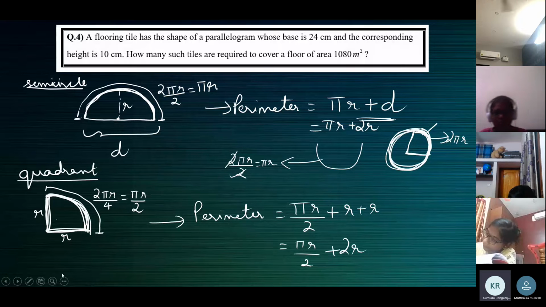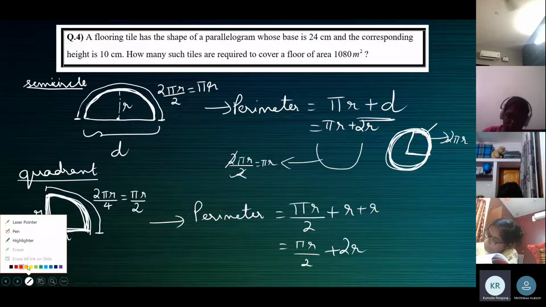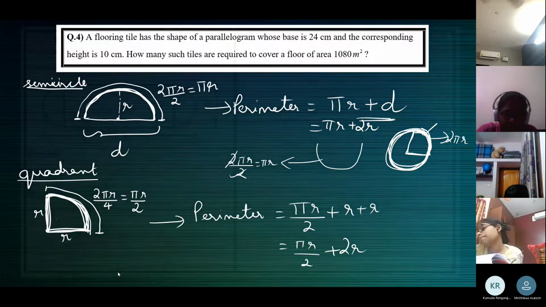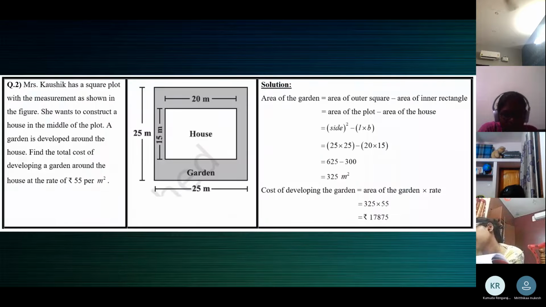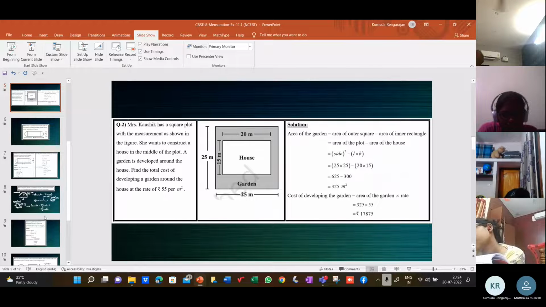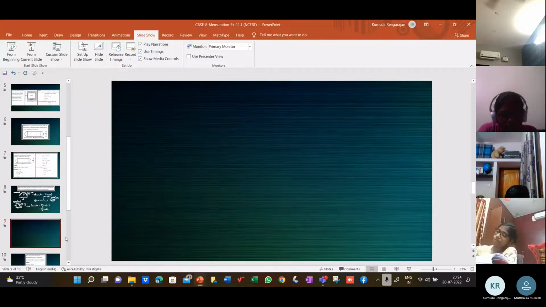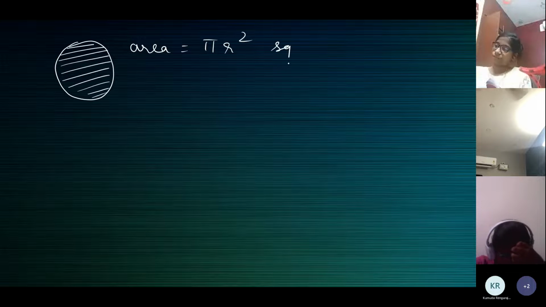Now let me ask you again to make sure that all of you understood. What is the formula to find the area of a circle? Pi r square, ma'am. Area of a circle is equal to pi r square square units.